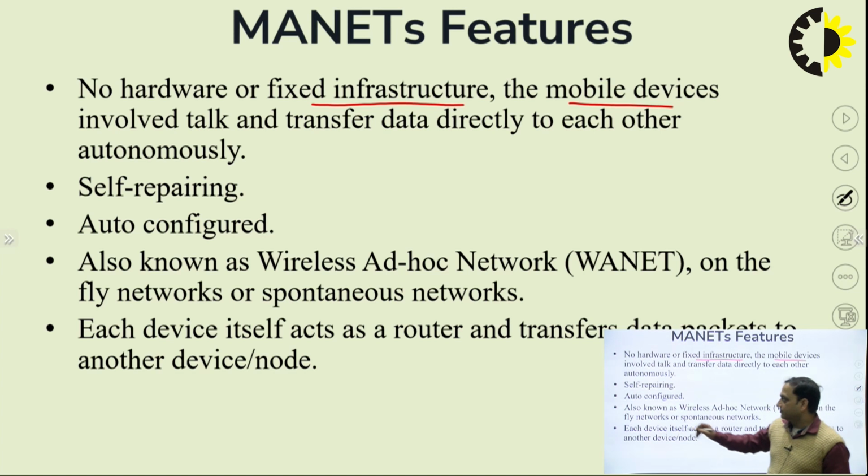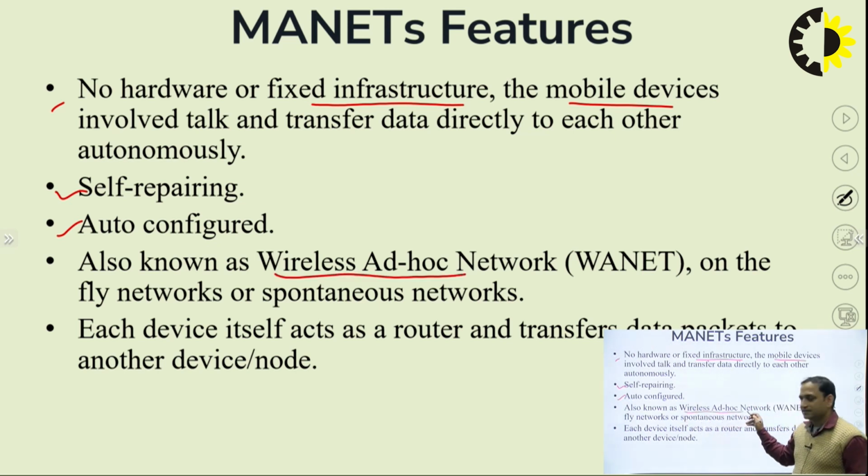Another feature of the MANET system is self-repairing. If any node finds a link fault, or there is a fault in any node, it can repair itself. Next is auto-configured. As I said, this is not a fixed architecture; it is a movable architecture, so the architecture or infrastructure can be changed automatically and configured by itself. It means that since the mobiles are movable in nature, the number of nodes can be increased or decreased in a given area.